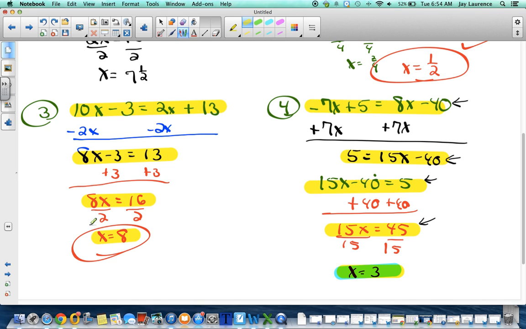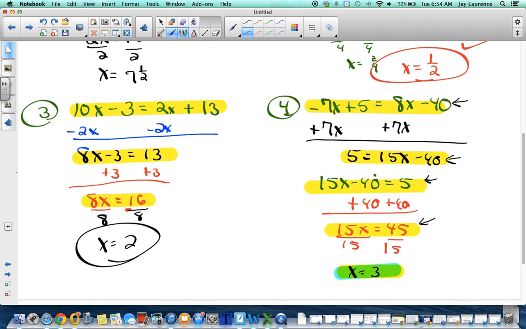Oh, I have a real silly mistake there I just caught, don't I? Hopefully you caught it. Sorry about that. Glad I kept talking. I shouldn't be dividing by 2. I should be dividing by 8. And then x equals 2. There we go. Silly me.